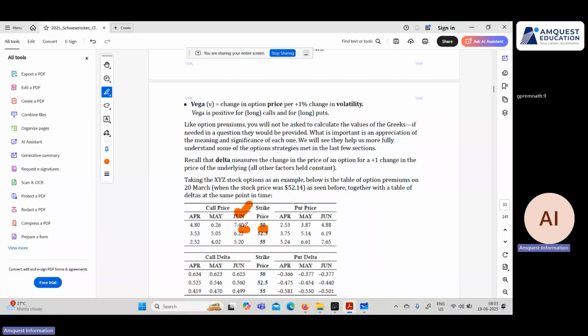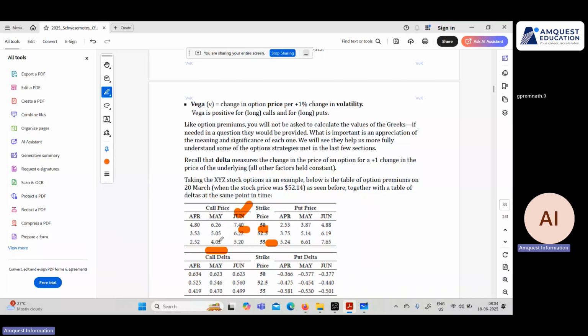So I can say for a May 55, it is 4.02. Now my point is that if my call price is 4.02, and I'm saying, what if the price goes up by $1?